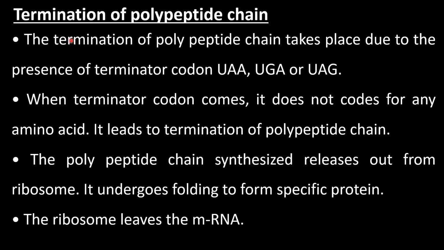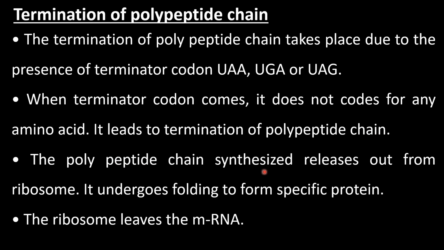The last step is termination of polypeptide chain. The termination of polypeptide chain takes place due to the presence of terminator codon. Terminator codons are also called stop codons. They do not code any amino acid. The terminator codons are UAA, UGA, and UAG. The three are terminator codons. When a terminator codon comes, it does not code for any amino acid. It leads to the termination of polypeptide chain.